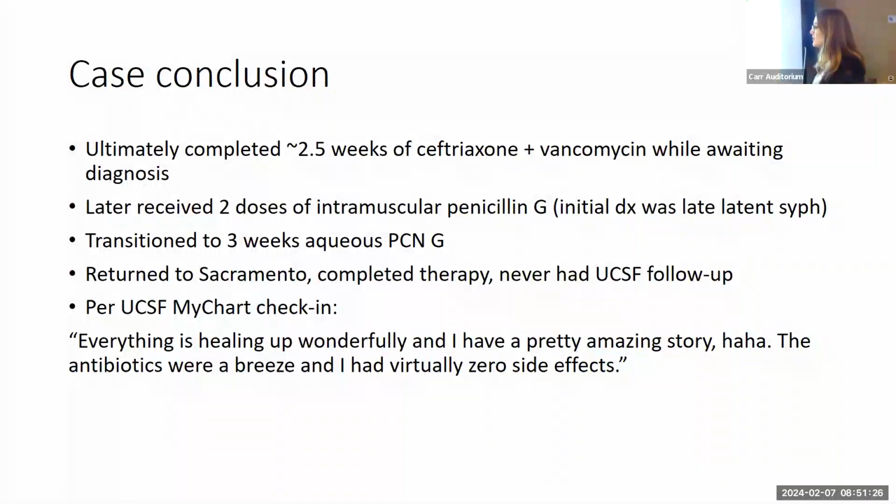He returned to Sacramento. He completed therapy there through the OPAT service at our clinic. So we monitored him remotely, but he never came back for UCSF follow-up. So we never got to see him or do any more imaging. But we did call his HIV doctor and made sure that they were going to do some follow-up imaging and trend his RPRs. And we got a MyChart check-in from him. He said, everything's healing up wonderfully, and I have a pretty amazing story. The antibiotics were a breeze. I had virtually 0 side effects. So I think we did well.